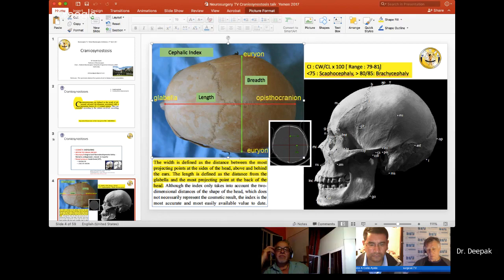Normal range is 79 to 81. Any cephalic index less than 75 favors a diagnosis of scaphocephaly. And if the cephalic index is more than 80, in fact above 82, then we call it brachycephaly.